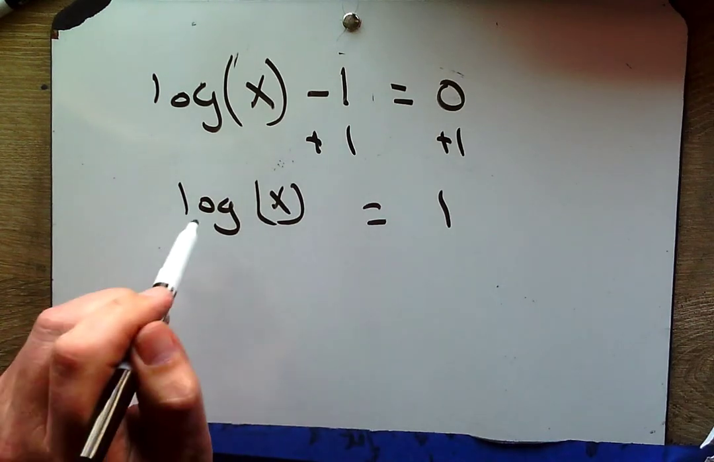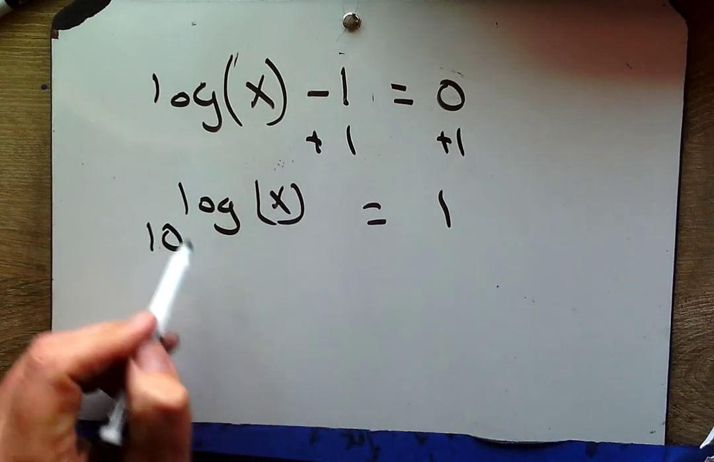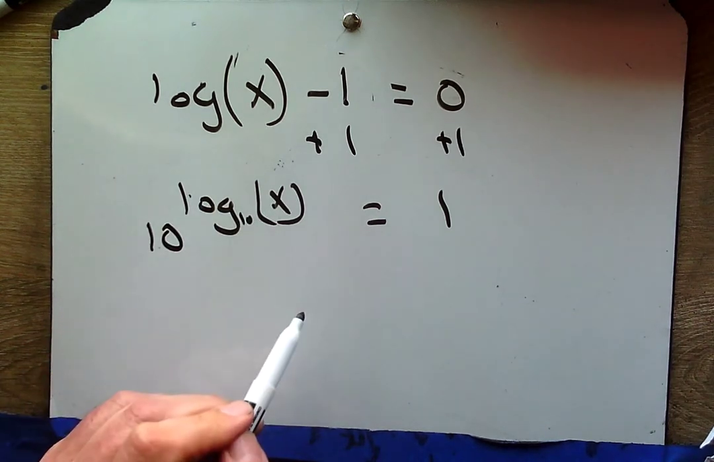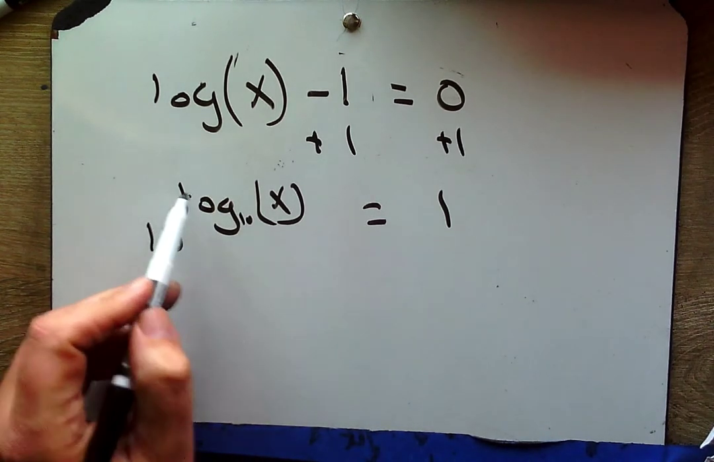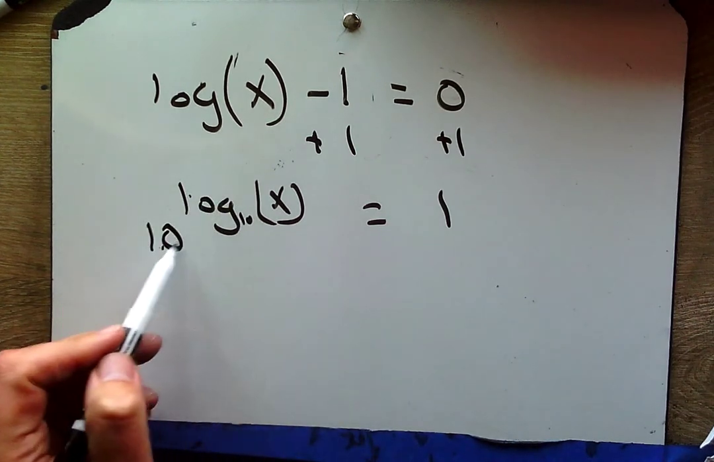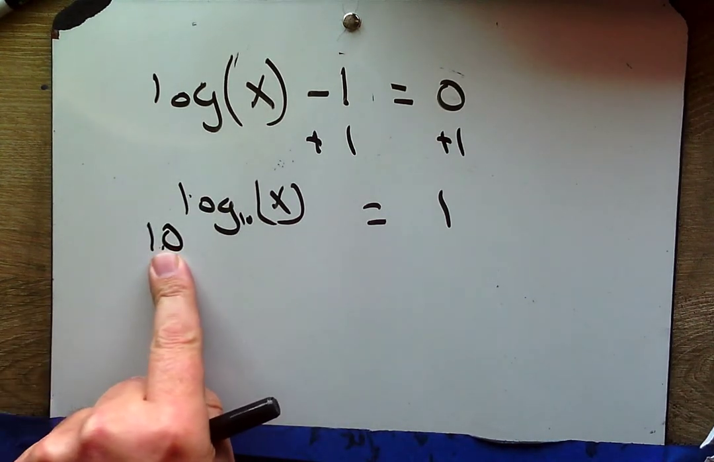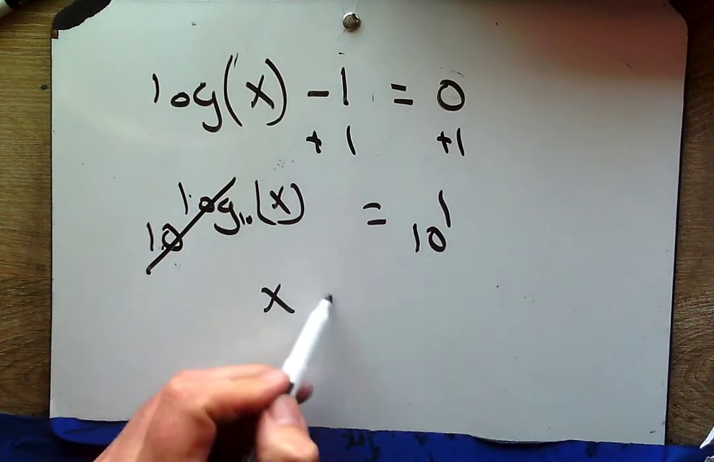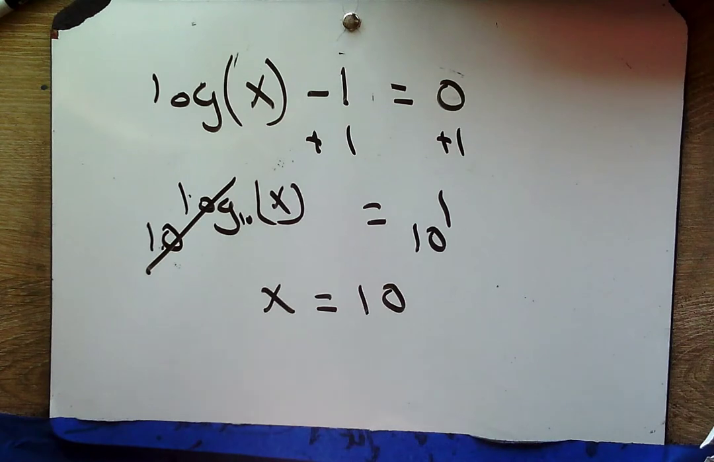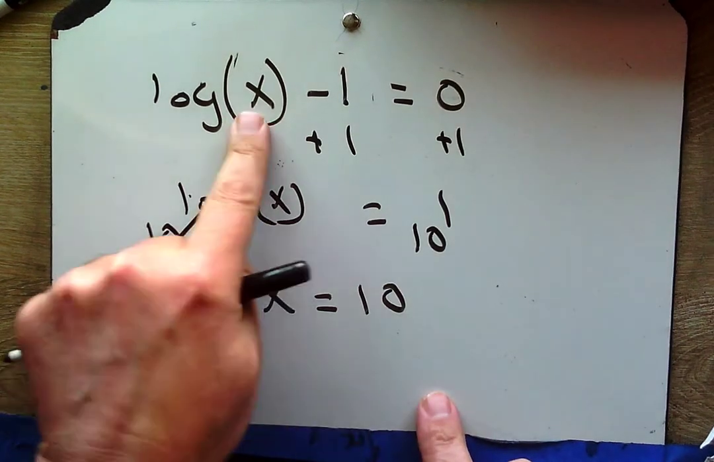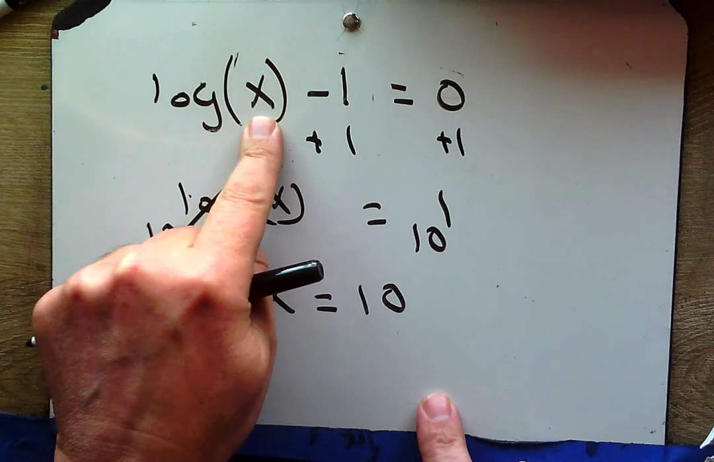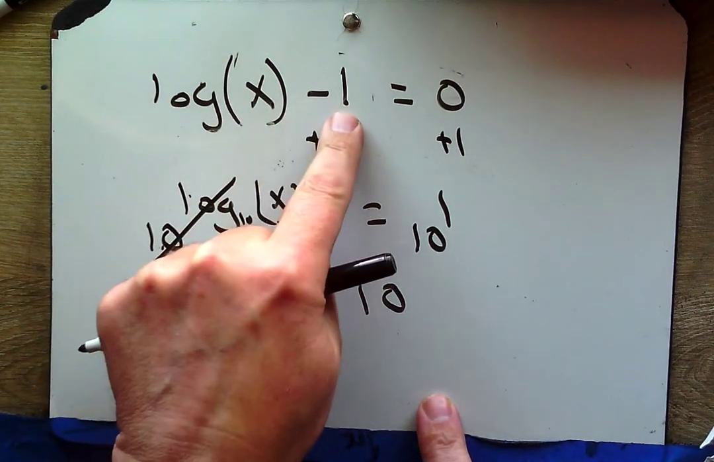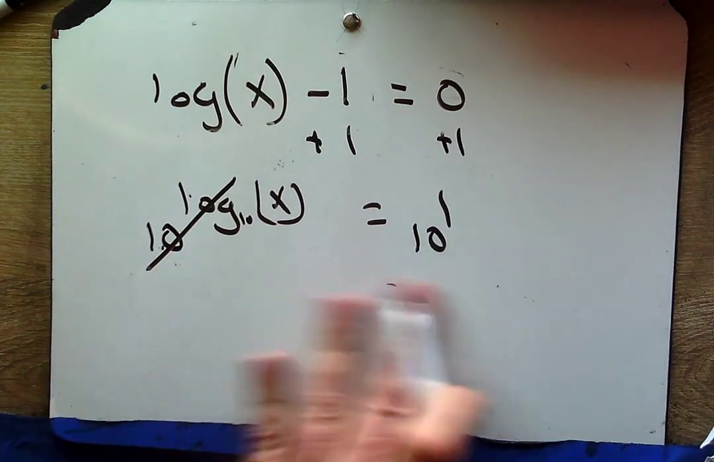What gets rid of that so that I can have x by itself? 10 to the. Remember, log is log base 10. So 10 to the power of log base 10, these are inverses and are going to cancel. But if I exponentiate on one side, please remember to exponentiate on the other. So we end up with that. Okay. If I plug a 10 in here, log base 10 of 10 is like log base b of b. That's going to be 1 minus 1. Yeah, that is 0. Good.